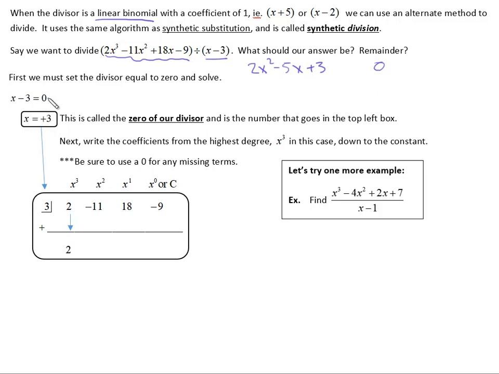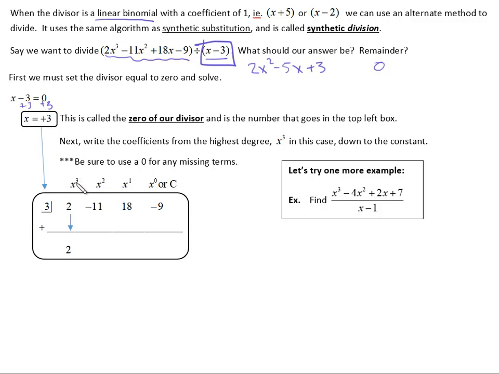All right. The first thing we need to do, though, is take our divisor and set it equal to 0 and solve. We need to find its 0. So if you set this equal to 0, I'd have to just add 3 over, and we get positive 3. This is called the 0 of the divisor, and that's the number we put in the box. So it's the only thing that's different. We're not plugging in 3, we're dividing by x minus 3.